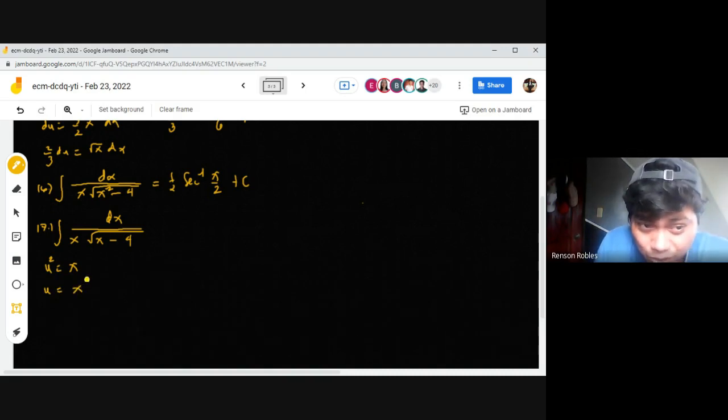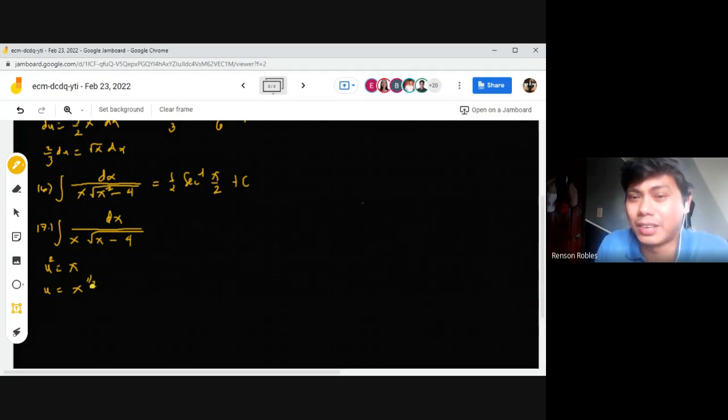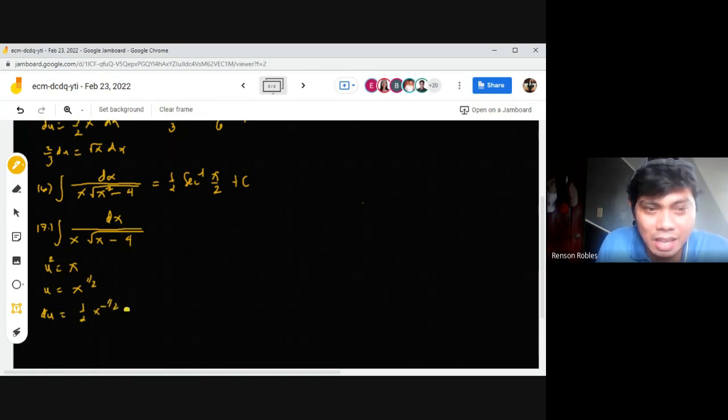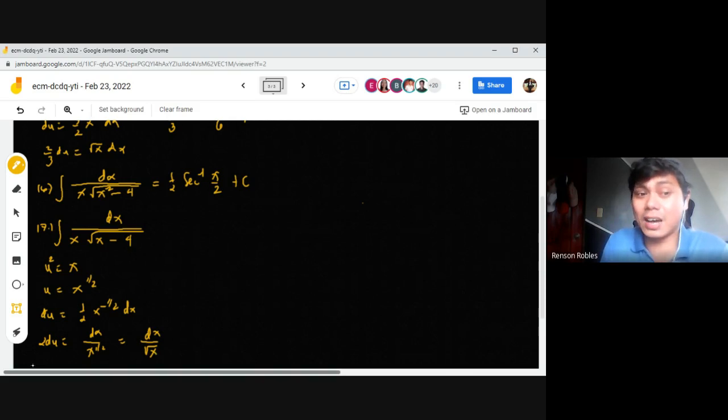X raised to 1 half. Okay? And then, what is your du? 1 half x raised to negative 1 half dx. Or 2 du is dx over x raised to negative 1 half. I will write it here: x raised to positive 1/2, or dx over square root of x. And that is our 2 du.